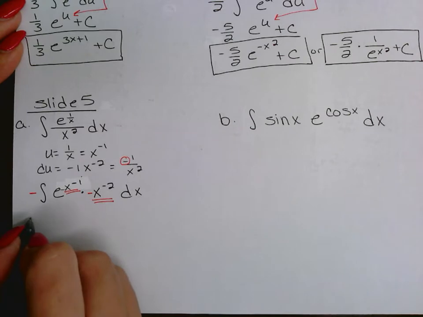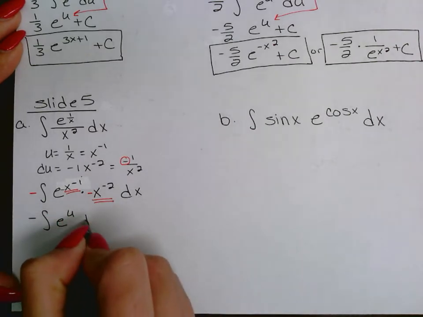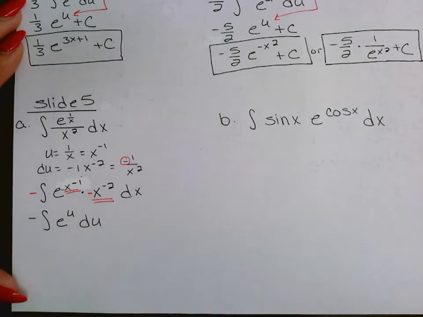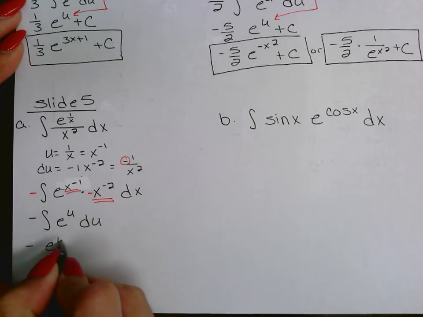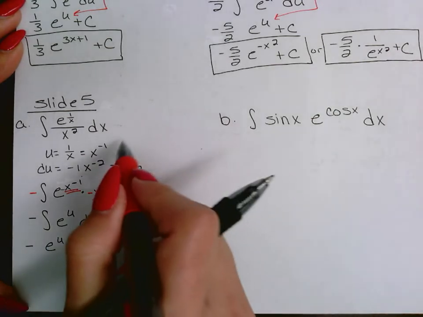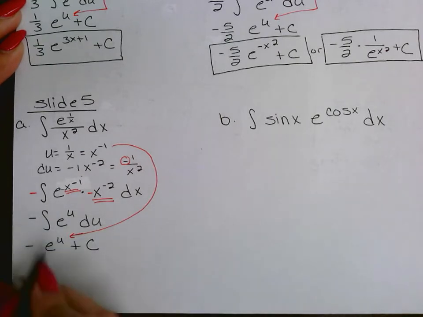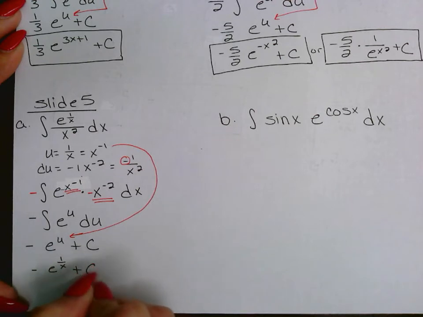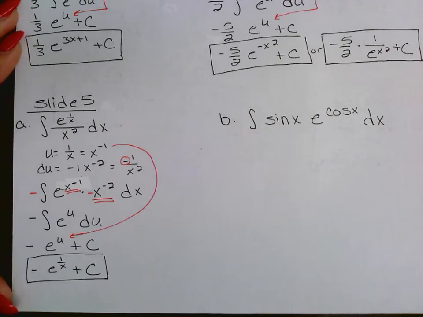So now my rewrite should be a negative integral of e to the u, and this becomes du. Okay? Bring down the negative. Antiderivative of e to the u is e to the u. And then bring your u back down. So negative e raised to 1 over x plus c. Okay? Any questions on this one?